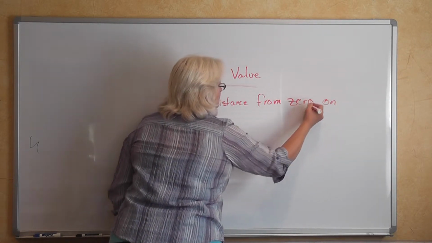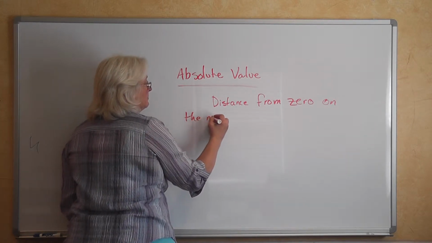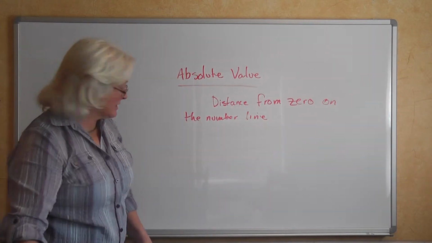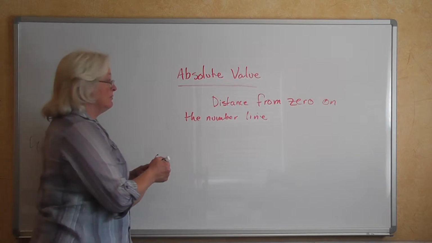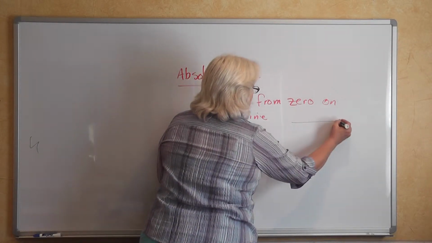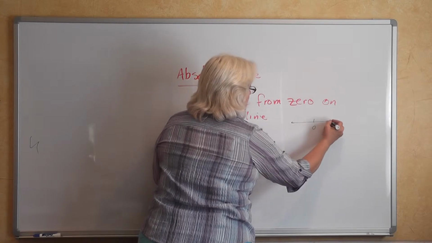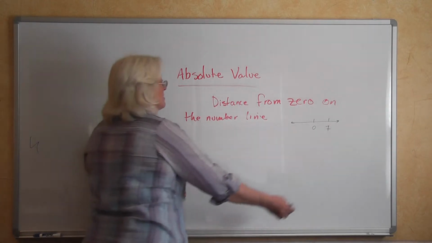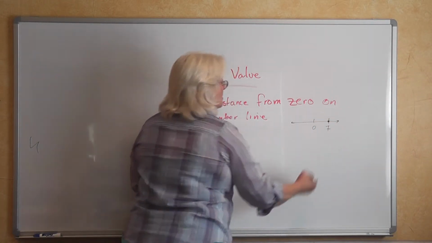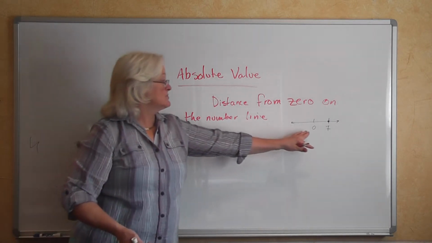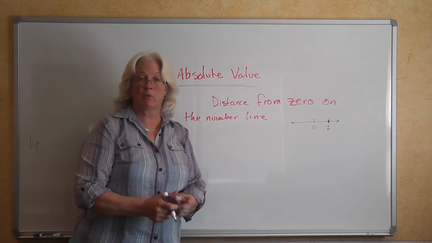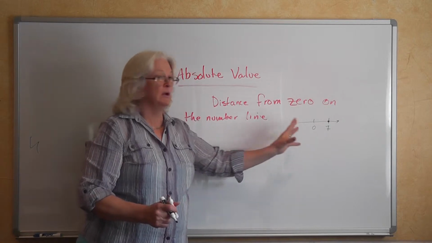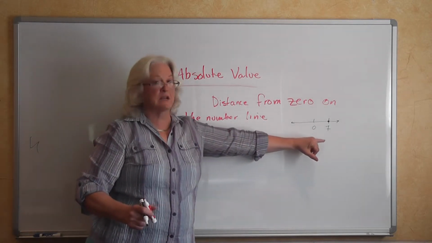Distance from 0 on the number line. So our quick little illustration is this one that we've just been talking about. I've got my little number line here, and I've got a 0, and I've got a positive 7. I was going to write 17. What's the distance from 0 to 7 on the number line? Remember, 1 unit is the distance from 0 to 1 on the number line. So the distance from 0 to 7 is 7.